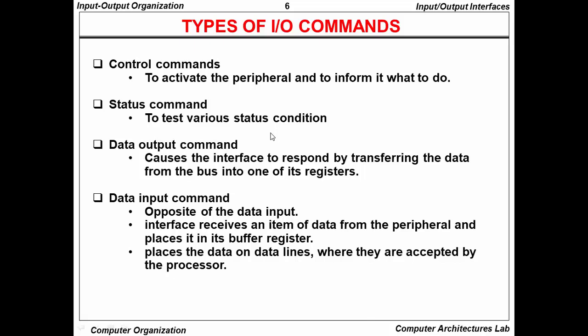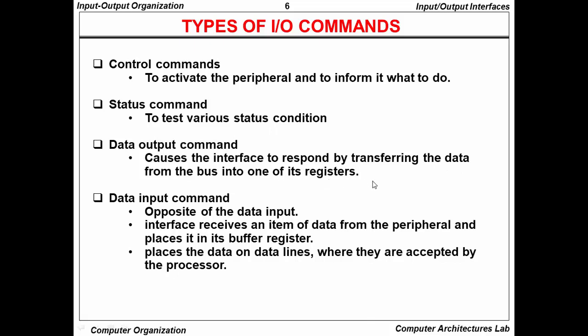To know that kind of status condition, there is a status command. The CPU will issue the status command, which will be received by the particular interface, and it will give the status information to the CPU, telling whether the printer is busy or not. If the printer is ready to process a new job, then the processor will issue a data output command through the command line, which causes the interface to respond by transferring data from the bus into one of its registers.